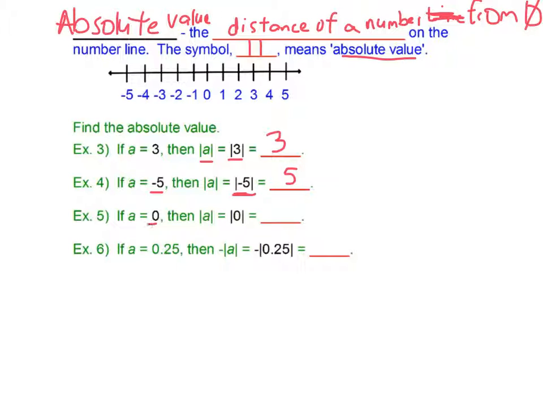If A is 0, well, how far is 0 from 0? It would just be 0. And if A is 0.25, then notice for example 6, I have a negative sign that's in front of the absolute value sign, which means I want to know what the opposite of the absolute value is, or a negative absolute value. So anytime you have a negative in front of the absolute value, then your answer will be negative. So it's negative 0.25.